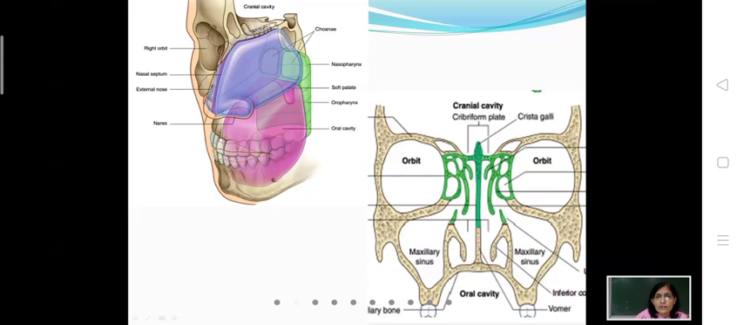Then posteriorly again it is sloping downwards and it is formed by the downward sloping body of the sphenoid, or you can say the anterior surface of the body of sphenoid. This is the sphenoidal sinus. This is the body of sphenoid. So it is formed by the body of sphenoid. This is the roof of nasal cavity.